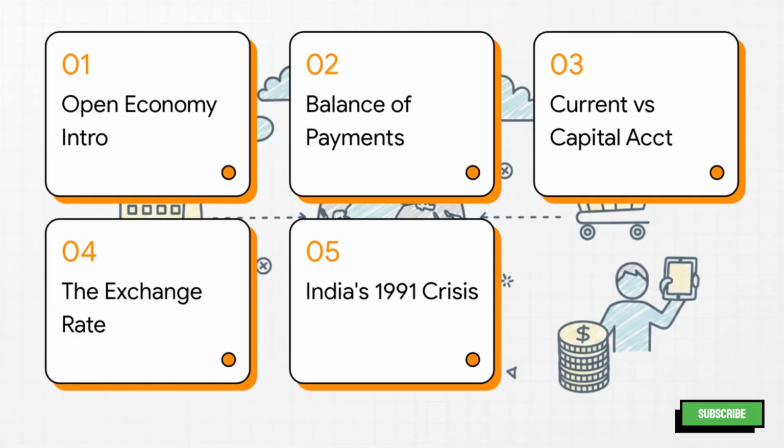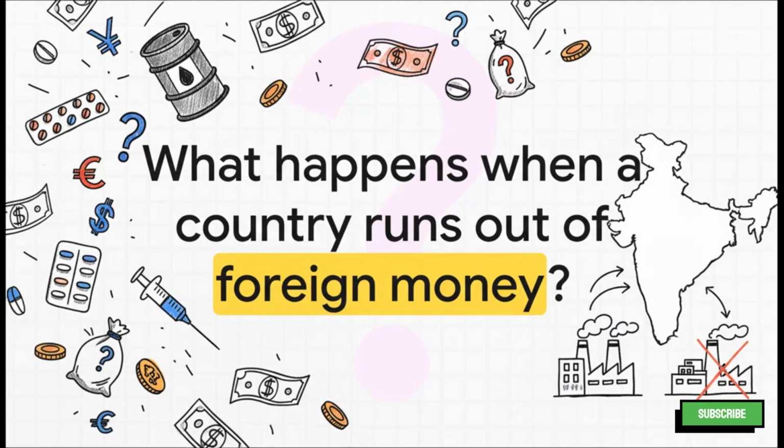So here's what we've got on the agenda today. We're going to start with the basics. What exactly is an open economy? Then we'll put on our detective hats and dig into the balance of payments, breaking it down into its two crucial parts. After that, we'll tackle the exchange rate. And for the grand finale, we'll connect all these dots and see how they played out in a real-life economic drama, India's 1991 crisis.